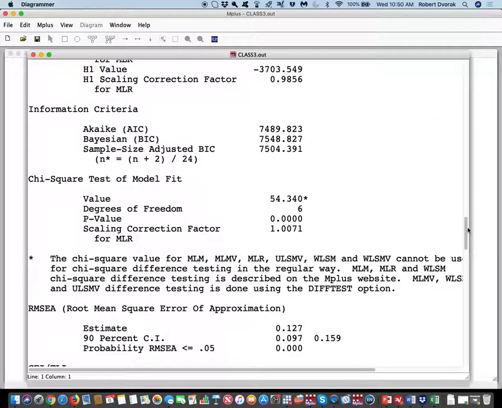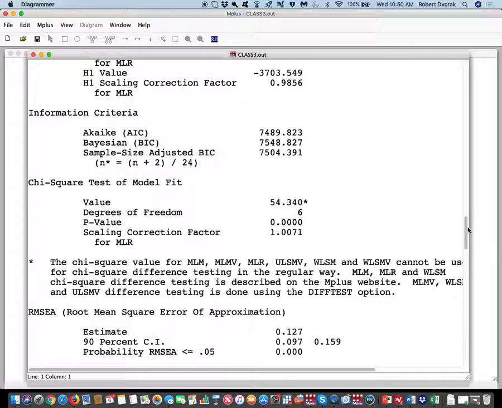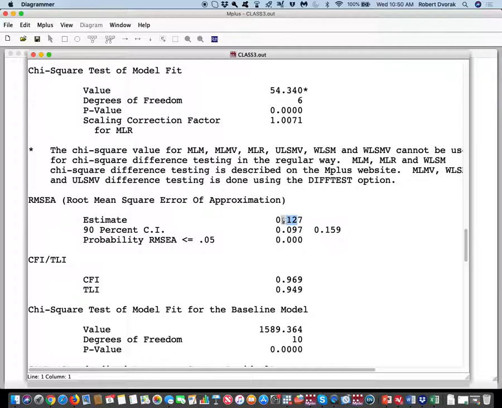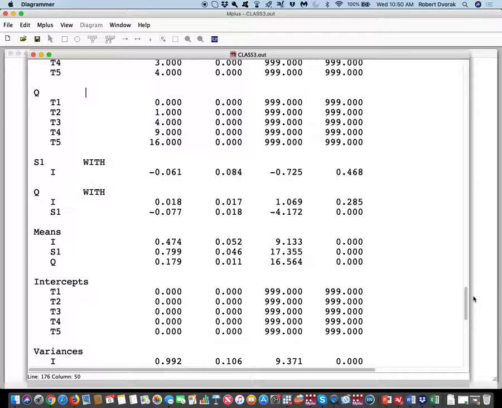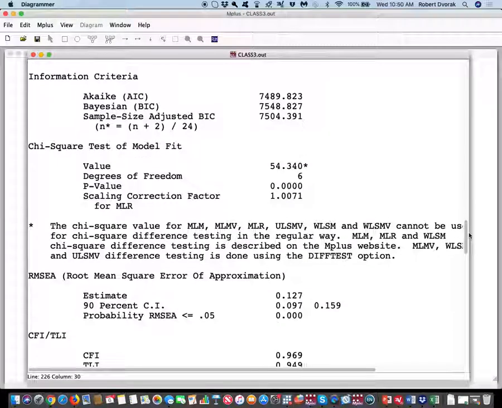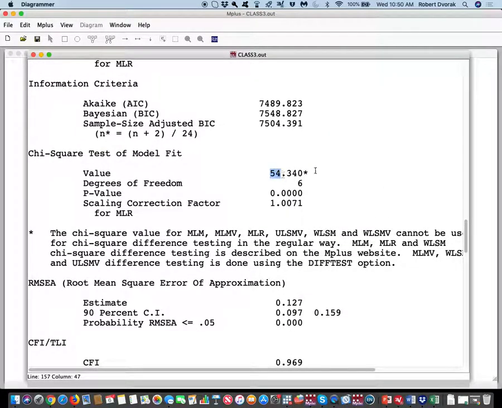Well, that fits a lot better than our last slope, right? We've got an RMSEA of 0.127. That's not great. Our CFI is good. TLI is good. Chi-square is still statistically significant. And when we look down here, we do see a significant quadratic effect, right? And a significant slope. And maybe your model is best explained by that. But we have 54 with a degree of freedom of 6, right?